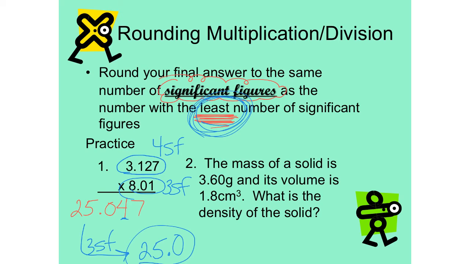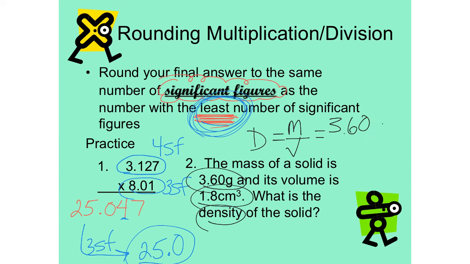All right, second one. The mass of a solid is 3.6 grams. Its volume is 1.8 cubic centimeters. What is the density of the solid? So density is equal to mass over volume. So we have 3.60 grams divided by 1.8 cubic centimeters. So we do 3.6 divided by 1.8, and that gives us 2.